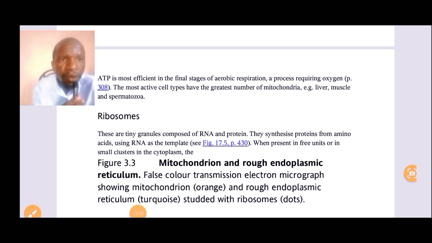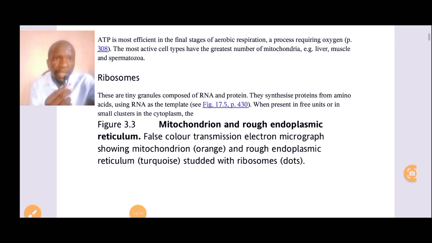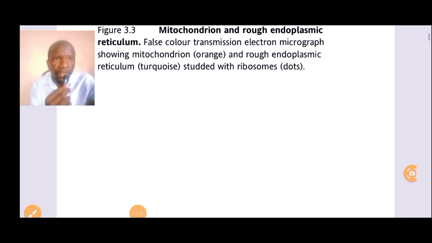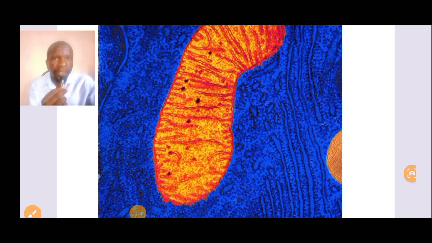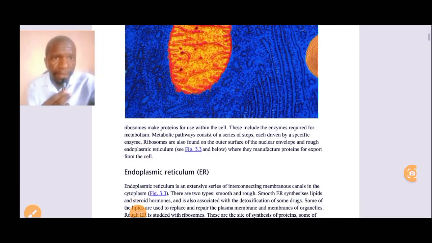These are tiny granules composed of RNA and protein, RNA for ribonucleic acid. They synthesize proteins from amino acids using the RNA as the template, when present in free units or in small clusters in the cytoplasm. I've just told you that it's important to give the function of the ribosomes in brief. It's simply responsible for protein synthesis. As simple as that. These are sites for protein synthesis.